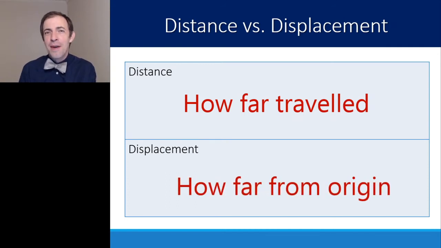Displacement is a measure of how far you are from the origin. Basically, it's a way of just looking at the beginning and the end and measuring how far you went overall. Doesn't matter what path you took to get there.